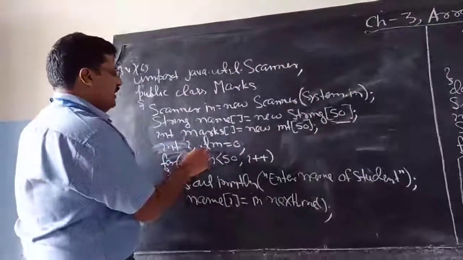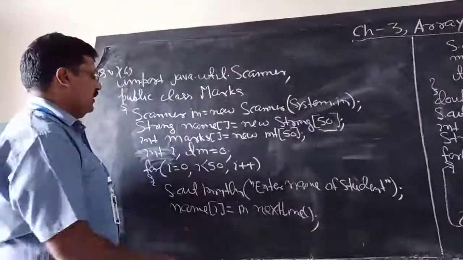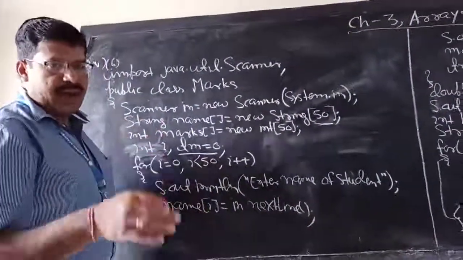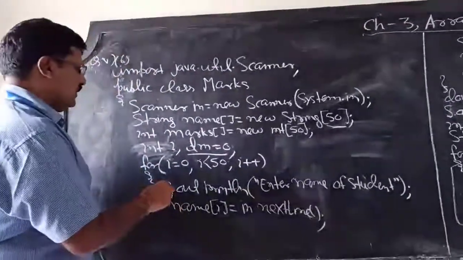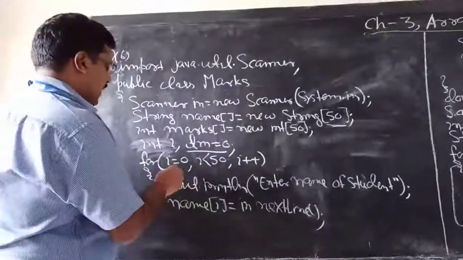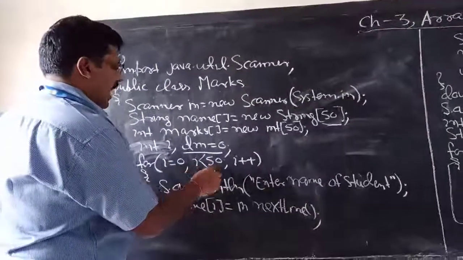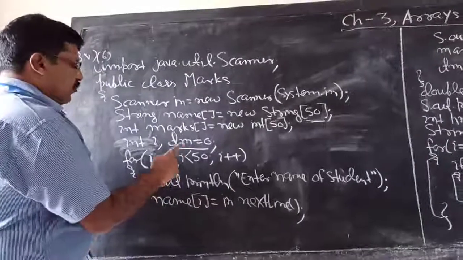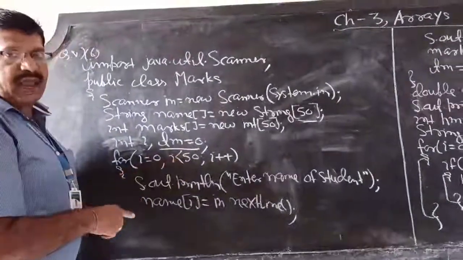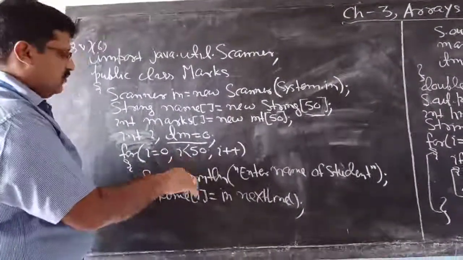int tm = 0; total marks equal to 0. TM is used to find the total marks of the class of all the students. Okay, now input the values. For i = 0; i < 50; i++. The loop will run 0 to 49 times, that is 50 times.